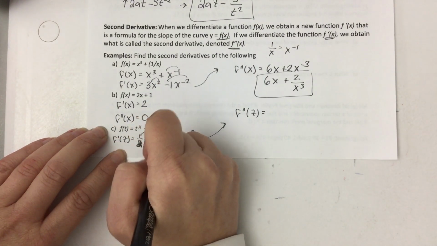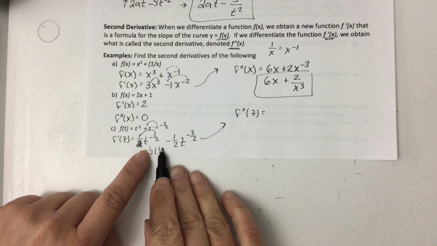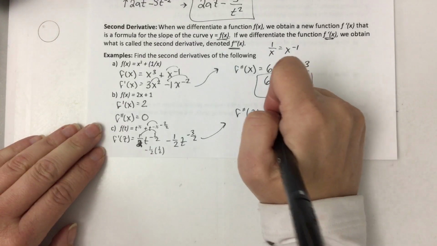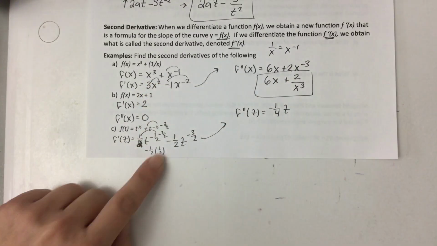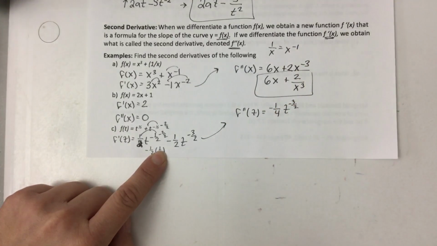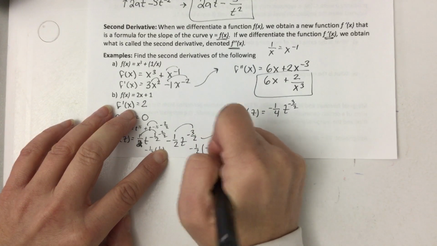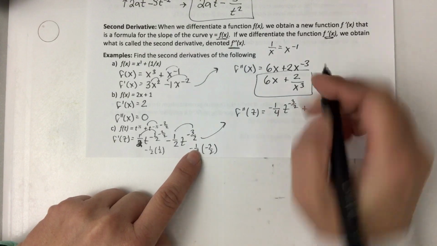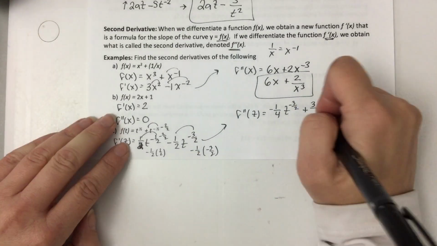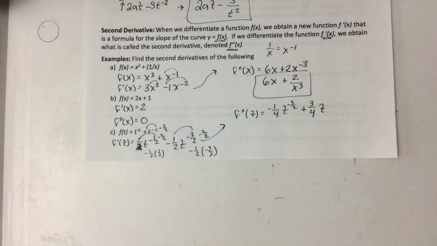Negative 1/2 times 1/2. Remember, when you're multiplying fractions, it's top times top, bottom times bottom. So this is negative 1/4. t, if I subtract 1 from the exponent, it's negative 3/2. Now here, I had negative 1/2. I have to multiply that exponent up front. Negative times a negative is a positive. 1 times 3 is 3. 2 times 2 is 4. I have a t. Now I need to go ahead and subtract 1, which is the same as subtracting 2 over 2.